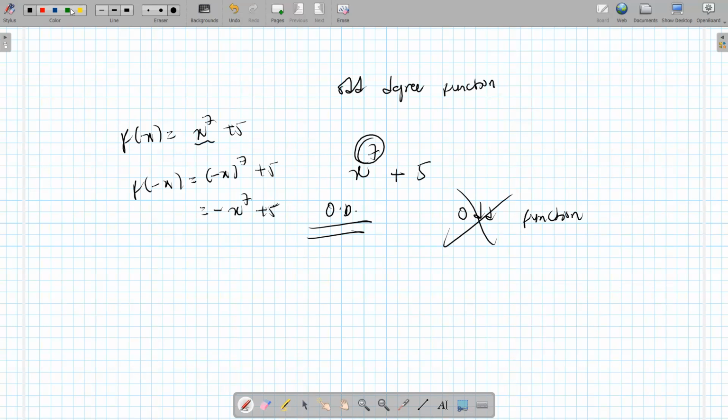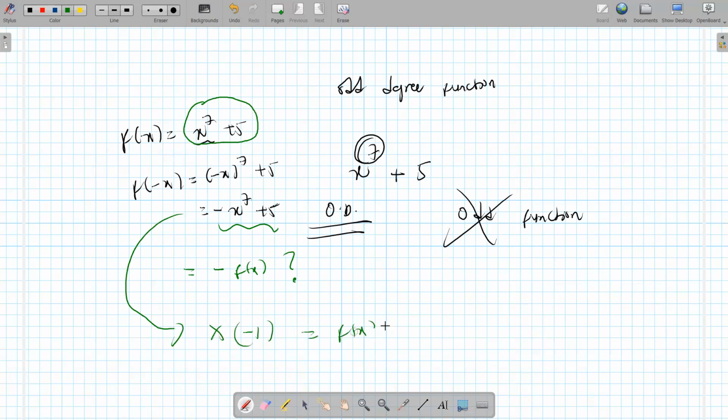Now here's a question for you. Is this equal to negative f of x, where this is your f of x, or your original function? If we multiply this expression by negative 1, are we going to get f of x? And the answer is no, right?